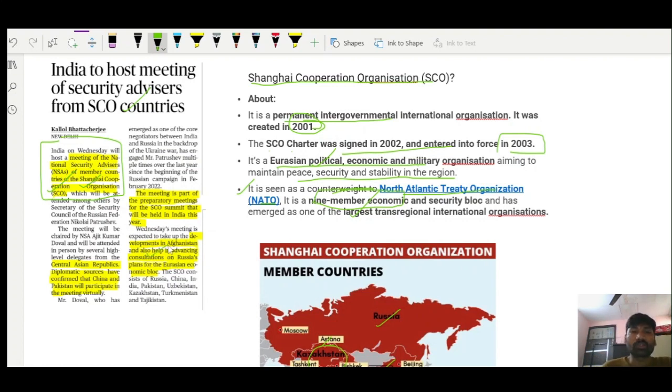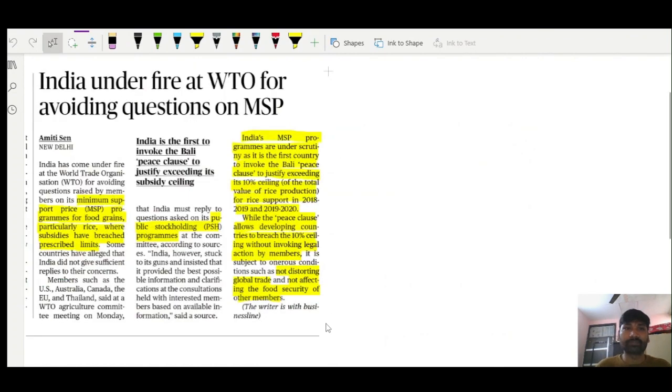So this NSA talks will deal with recent developments in Afghanistan, especially the security situation and humanitarian issues in Afghanistan, and also hold Russian consultations on advancing Russia's plans for the Eurasian economic bloc, right? So creation of an entire Eurasian economic bloc with favorable trade terms equivalent to a free trade area. So this benefits the region in terms of significantly increasing the intra-bloc trade among the member countries. So this is regarding the Shanghai Cooperation Organization and meeting of the national security advisors in India.